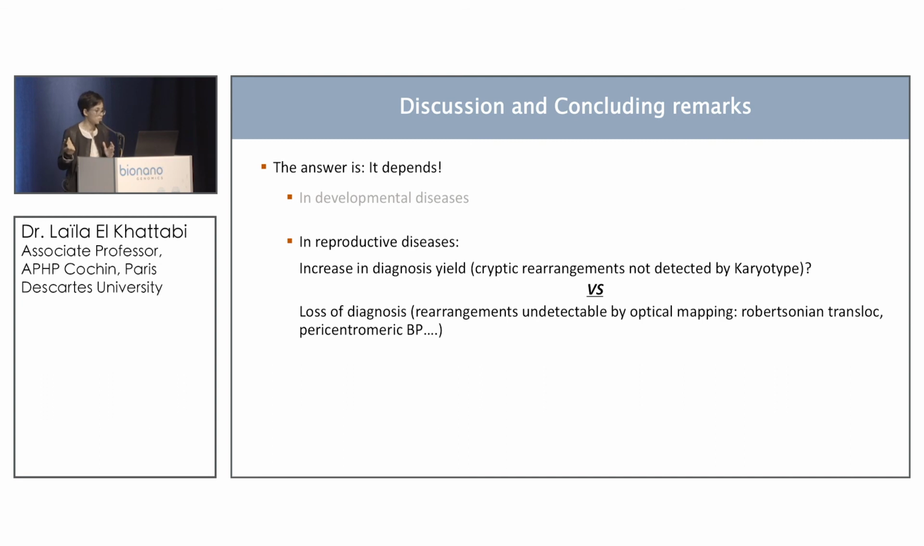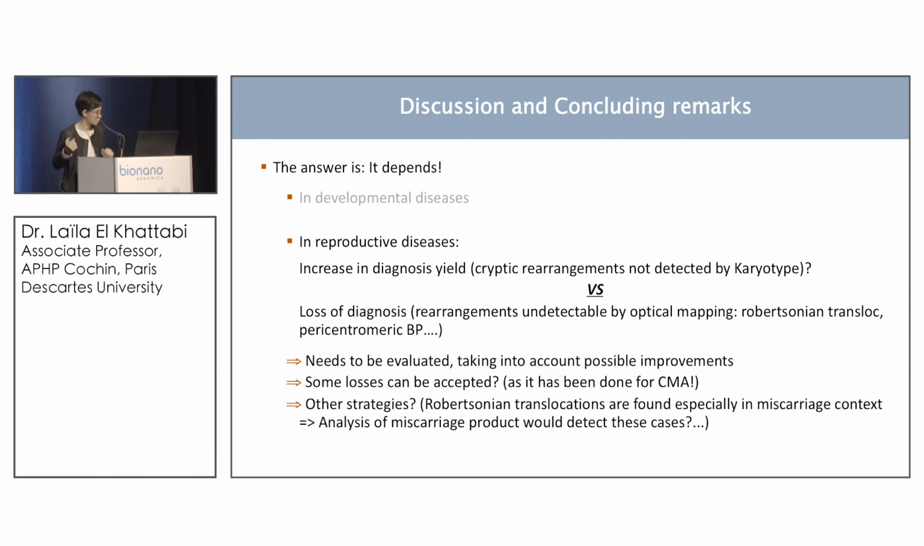But on the other hand, you might lose some diagnosis because you have these rearrangements that will still be, for now, undetectable, the Robertsonian translocations, but hopefully it will improve. So that's why we need to think about what we are ready to lose, as we did for CMA. We said, well, 1% of de novo translocations, finally, we gain more with CMA than we lose without karyotyping, so why not?